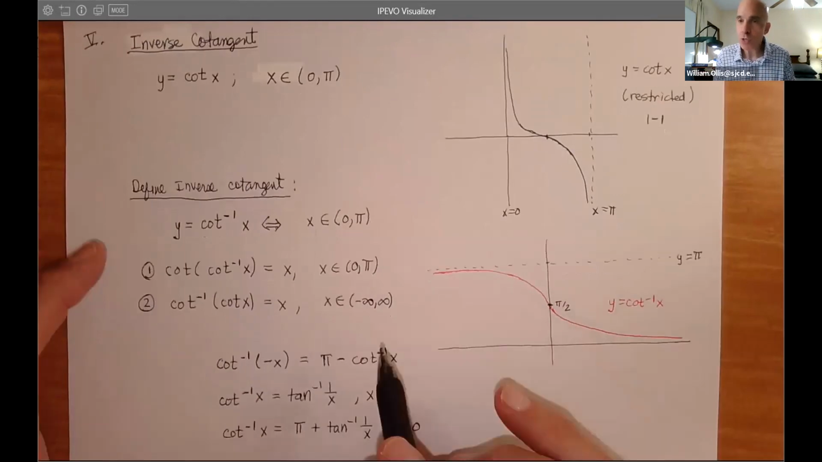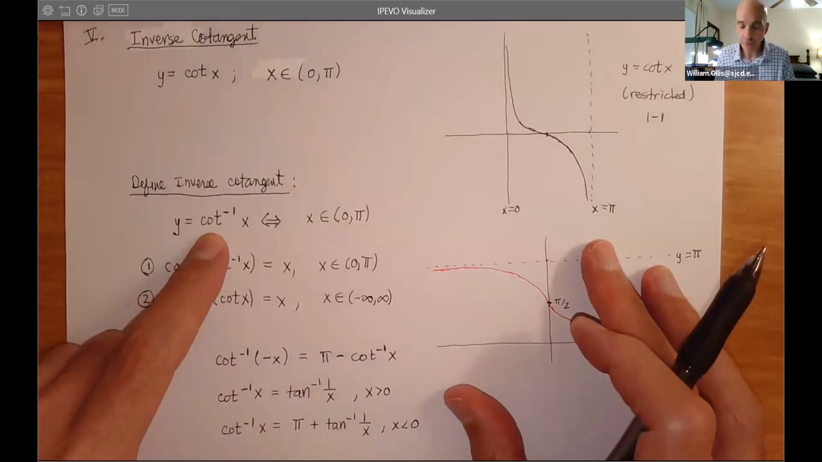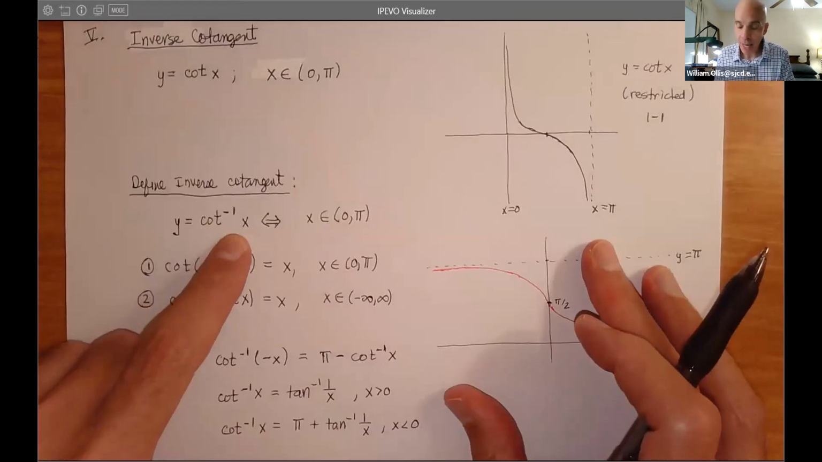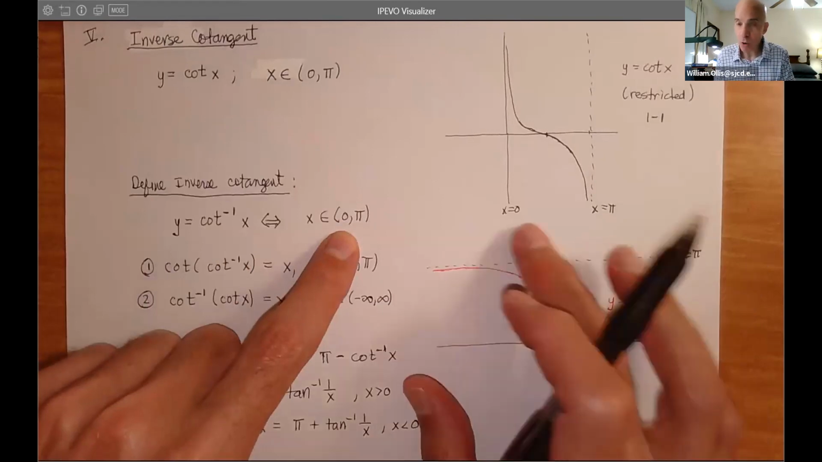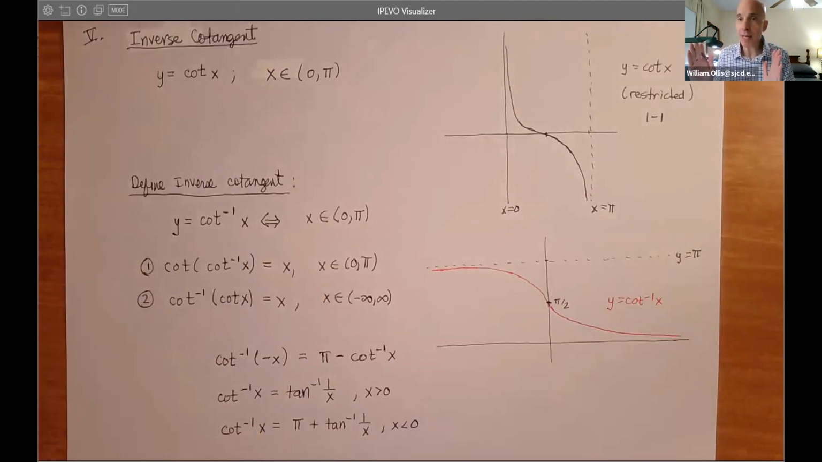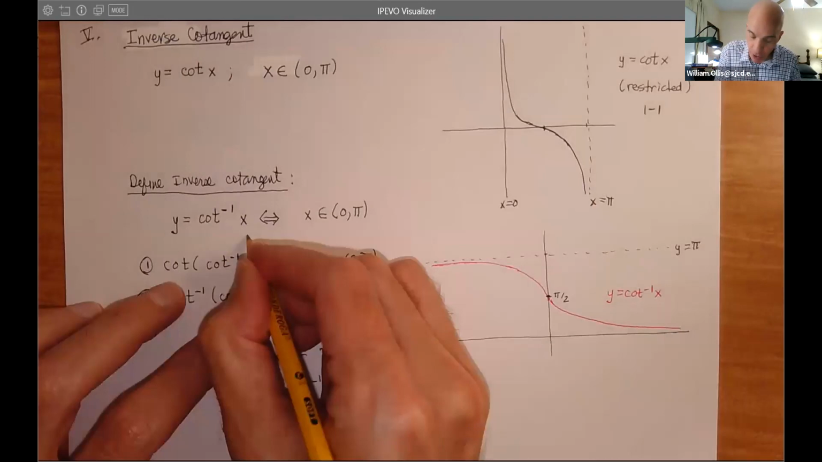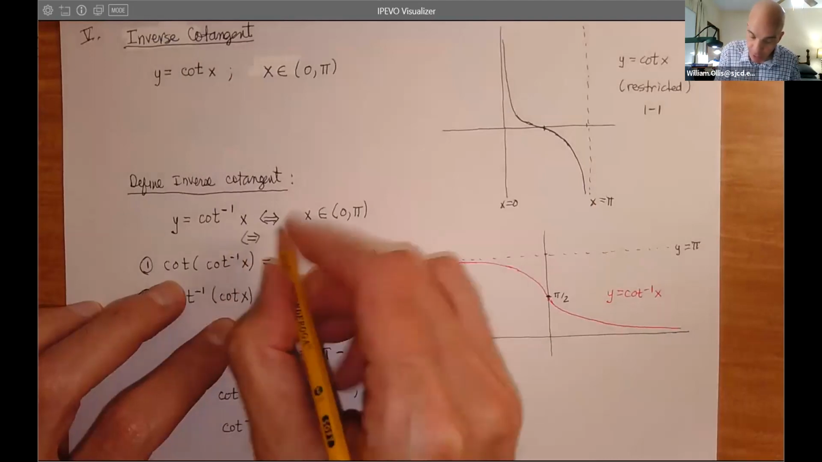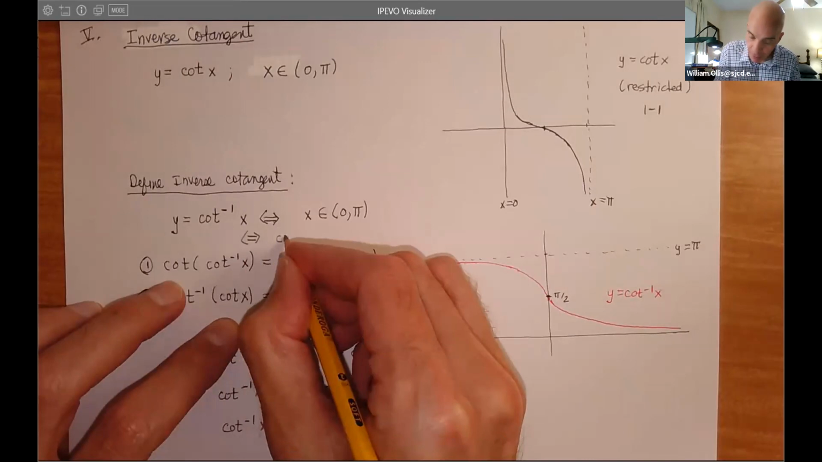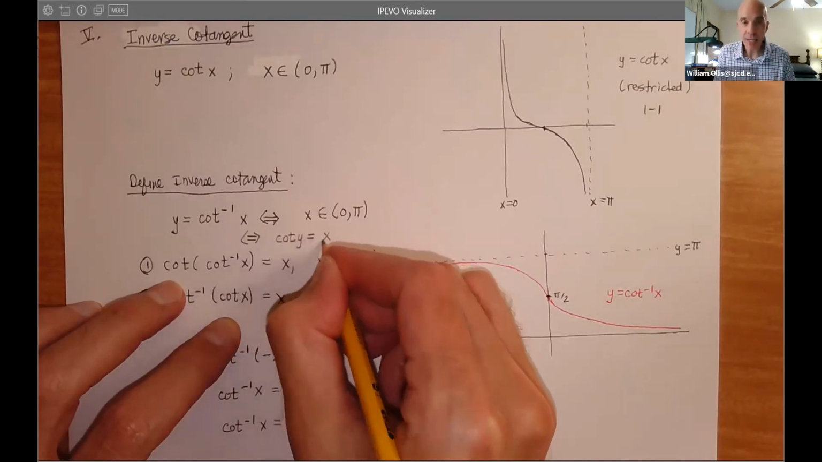Define the inverse cotangent. Again, we'll say that y equals the inverse cotangent of x as long as x lives between 0 and pi. Now we're going to flip the range and the domain like we do in any inverse function. Every time we do this, we can always take cotangent of each side. We can say cotangent of y equals x, like we're doing in the inverse equation.